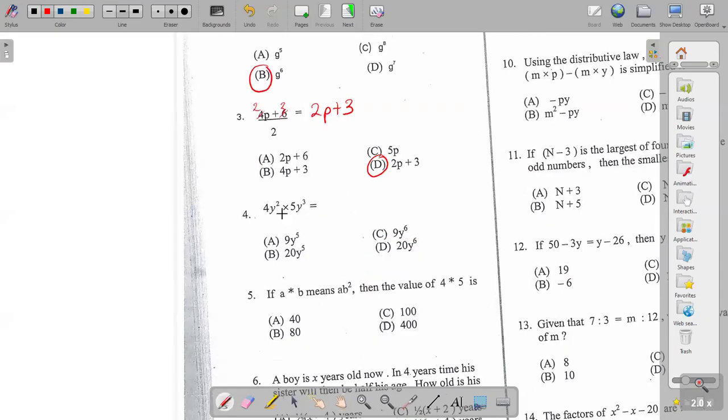Then we should know the multiplication rules. 4 times 5 is 20. And we know we got to add the powers, 2 plus 3. So our answer is 20y^5, sorry.